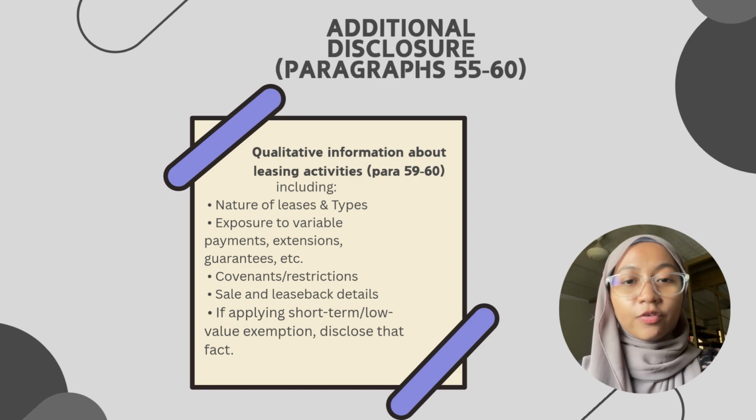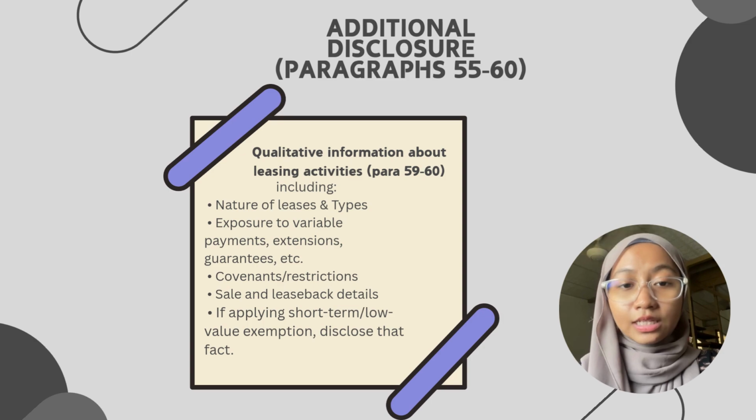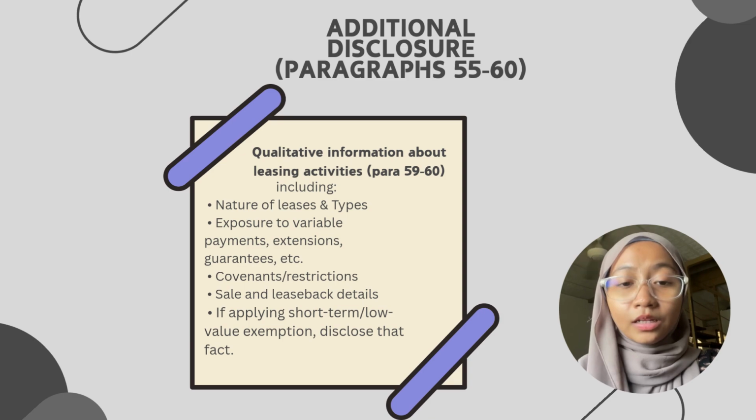Next, qualitative information about leasing activities, para 59 until 60. First, nature of leases and types. What things the company is renting, like office, truck, machine, and why they are renting it. Second, exposure to variable payments, extensions, and guarantees. Is the rent changing? Can the lease be made longer? Did the company promise to guarantee anything? And must explain it.